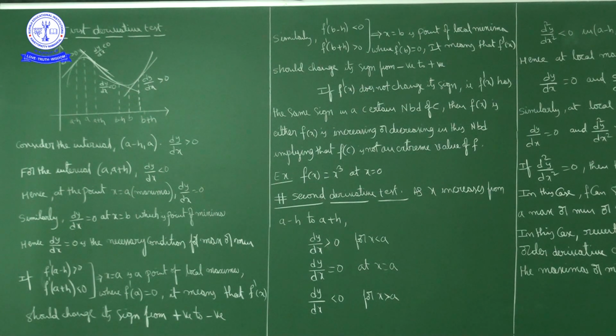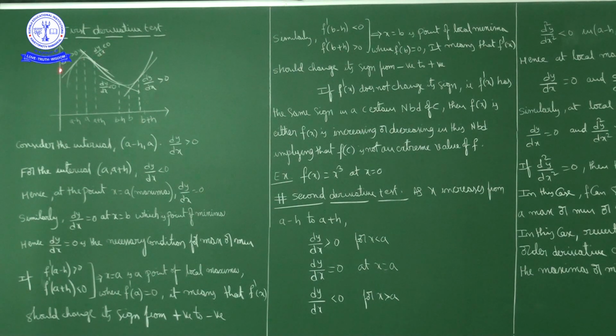Now here if you observe, f dash of a minus h is positive, f dash of a is 0, and f dash of a plus h is negative. It means f dash of x changes sign from positive to negative.